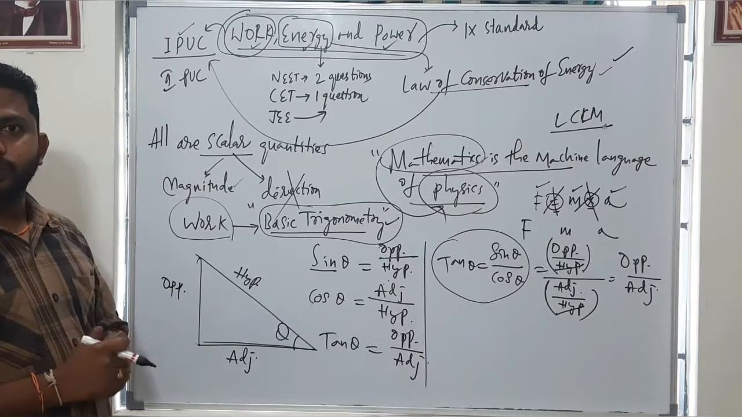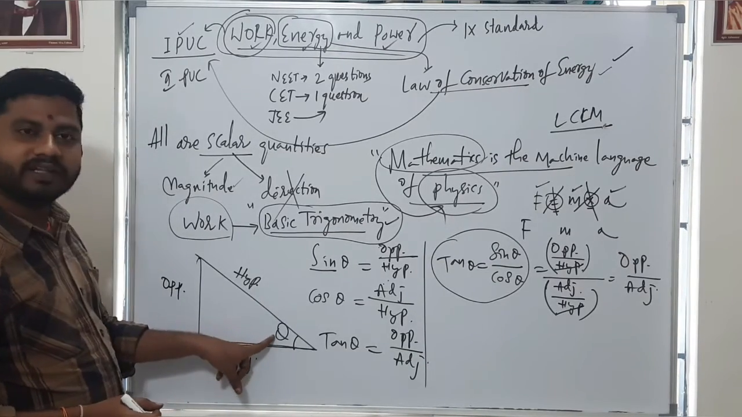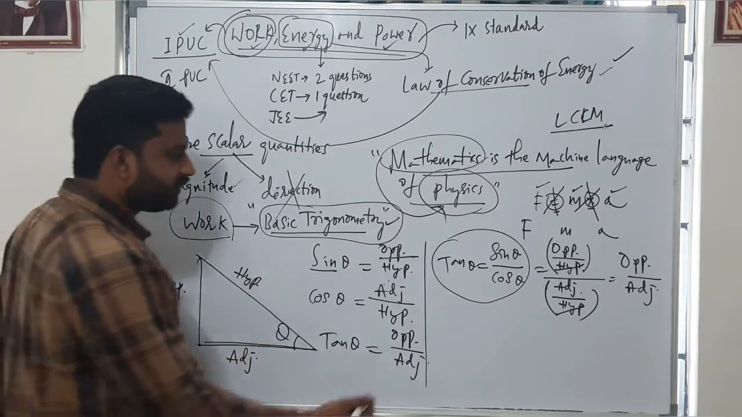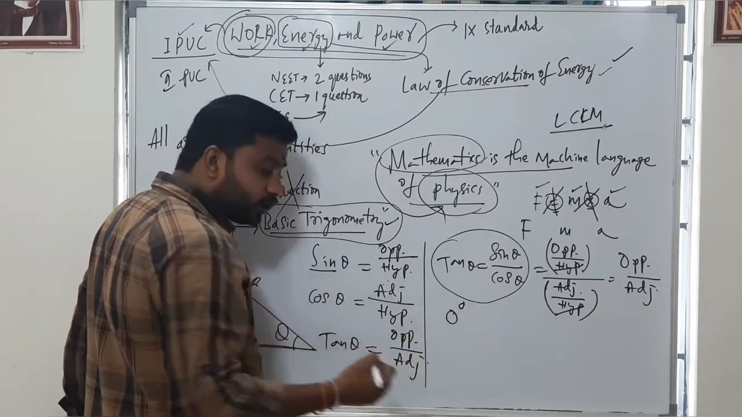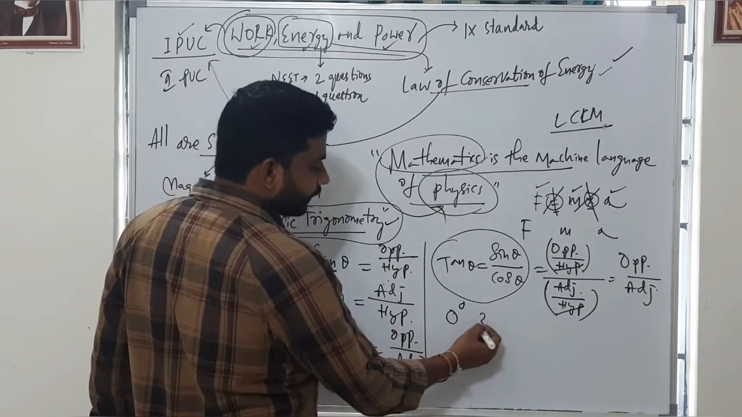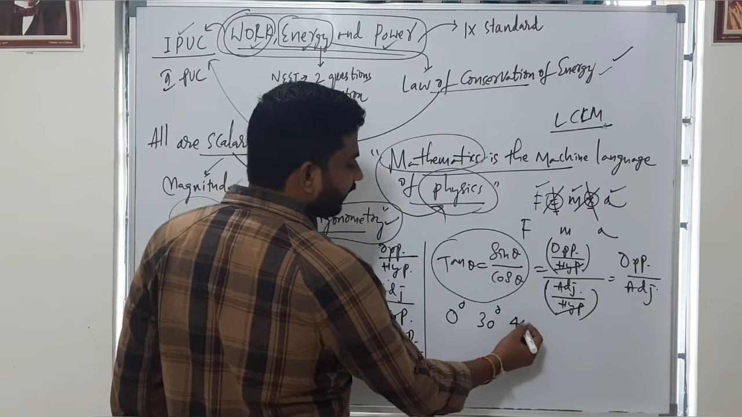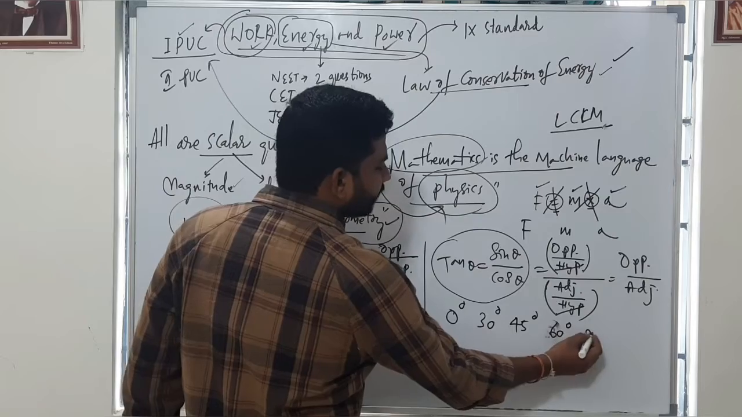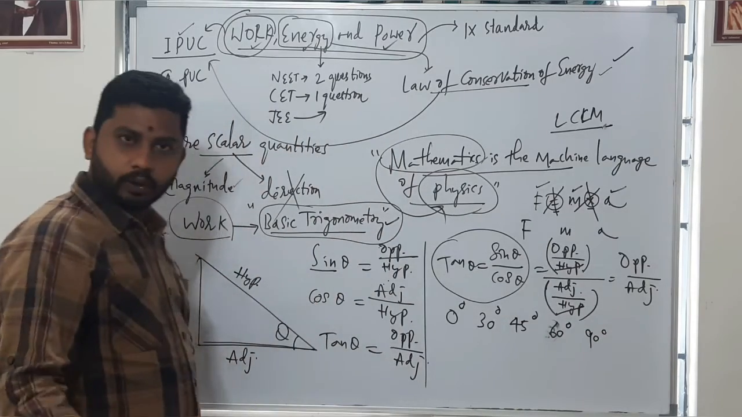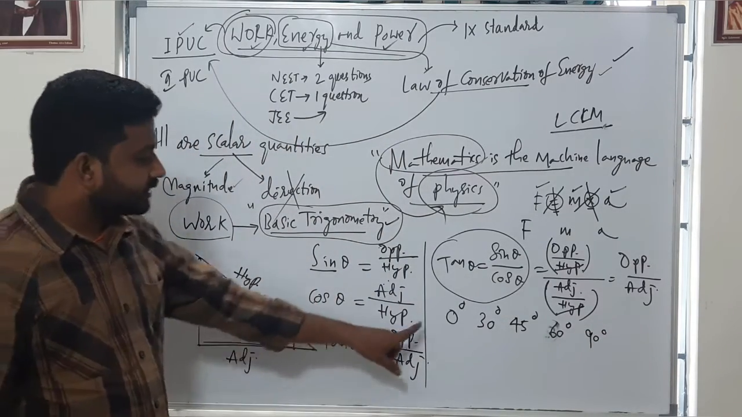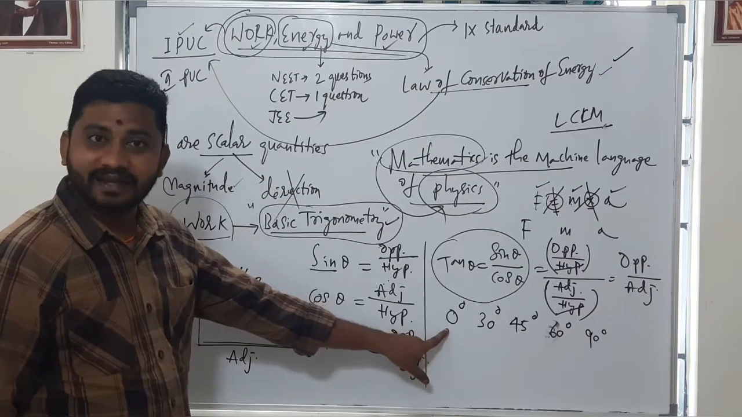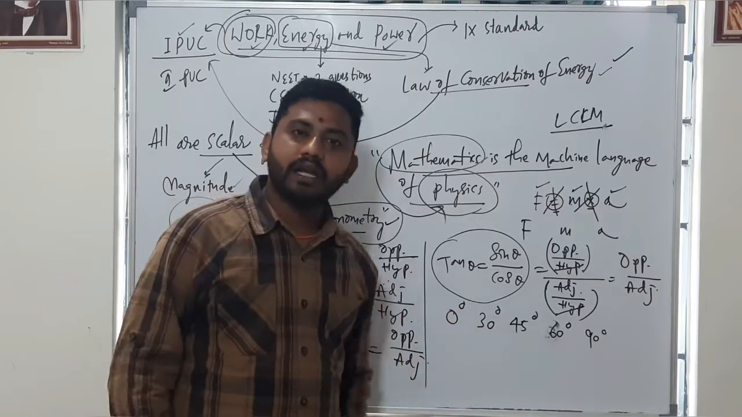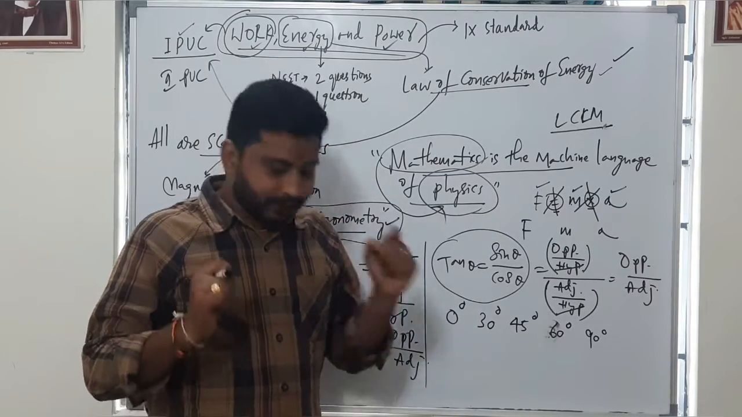Now, depending on the theta values, the sine, cos and tan values will vary. How they vary, let's discuss. We are going to focus on 0 degrees, 30 degrees, 45 degrees, 60 degrees and 90 degrees, right? What we are going to learn now in basic trigonometry is sine 0 degrees, cos 0 degrees, tan 0 degrees, sine 30, cos 30, tan 30. In this way, till 90 degrees we will be learning it.